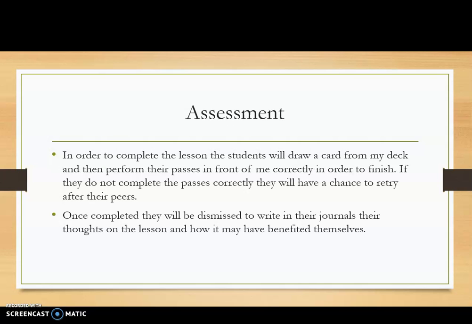The assessment. In order to complete the lesson, the students will draw a card from my personal deck that I'll have, and then they will be performing it in front of me. They will be watched to see if they can do it correctly, their technique, and if they follow exactly the exact directions of the card. If they do not complete the assessment, they will then have to retry after their peers have all had one chance. Once completed, they will be dismissed to write in their journals their thoughts on the lesson and how it may have benefited themselves. And then they will need to have at least one positive and one negative they felt about the lesson.